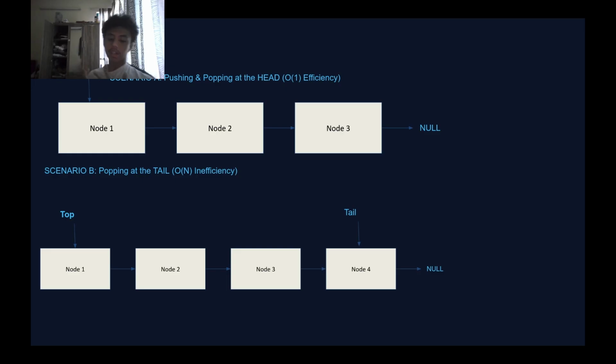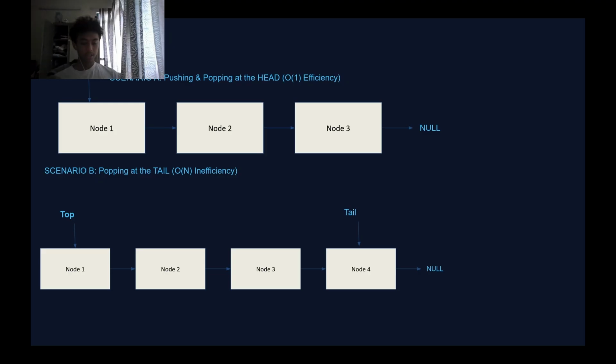Now take a look at the first scenario. At the top of the diagram, we have this top here. And our top pointer sits above node 1. If we want to push a new node or pop node 1 off the stack, we have immediate direct access. We don't have to look at node 2, node 3, node 4, whatever that is. We update the pointers in a single instant step. This is why pushing and popping at the head is guaranteed to be the most highly efficient operation.